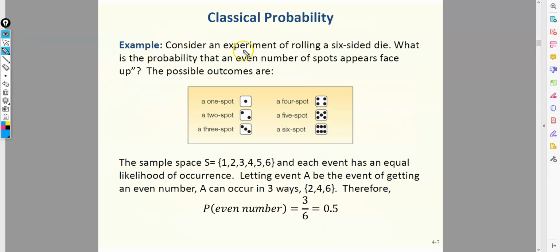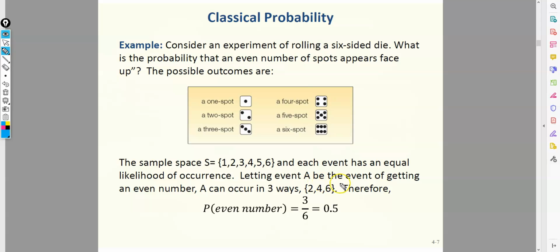For our first example, we want to consider the experiment of rolling a six-sided die, and we want to calculate the probability that an even number of spots appears on the side face up. We can easily enumerate our sample space for this experiment. The sample space is just the outcomes 1, 2, 3, 4, 5, 6. You notice that for a fair die, all of these outcomes are equally likely to occur. A 2 is just as likely to occur as a 6 is, as is a 4, and so on.